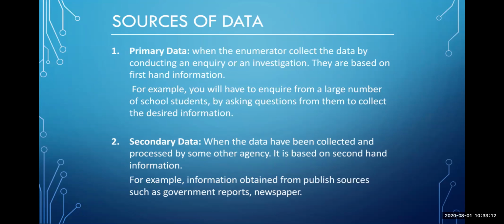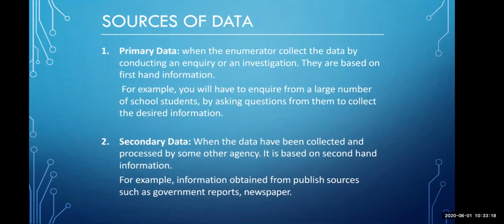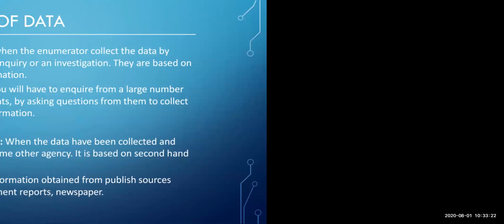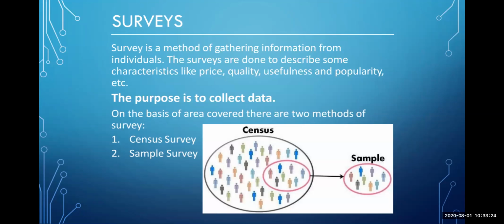So we have two sources of data, primary and secondary. Then what is survey? Survey is the method of gathering information from individuals. So surveys are done to describe some characteristics, like the price of the product or the quality of the product or usefulness of the product.